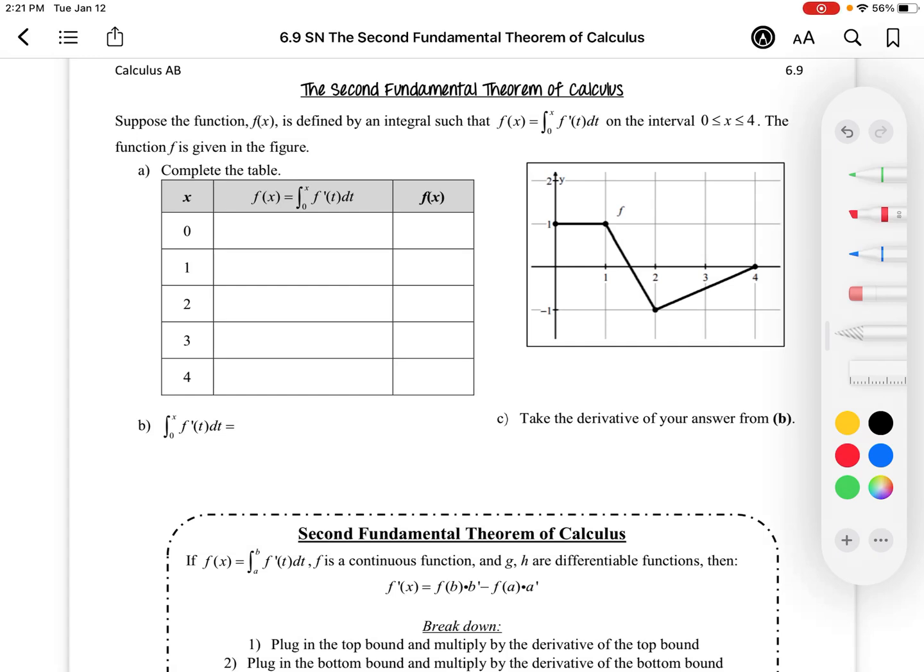Alright guys, if you notice this looks a little bit different, I got a fancy new pencil to go with the iPad that the district gave us. So we're going to see how it works recording the notes on our iPad.